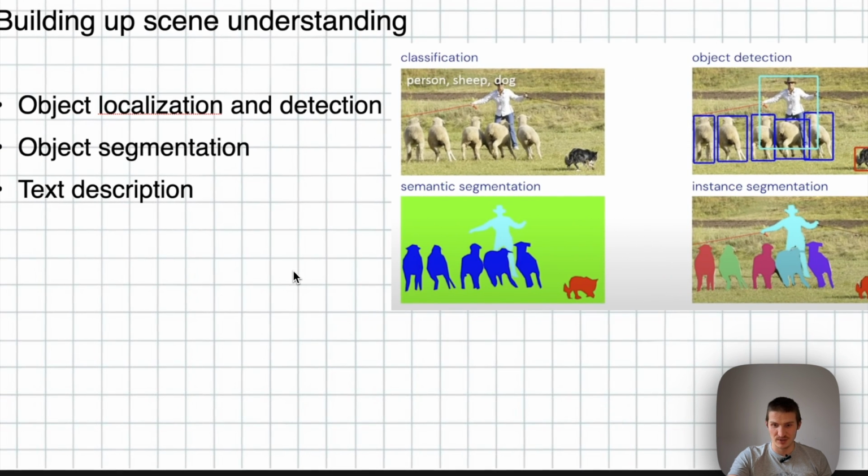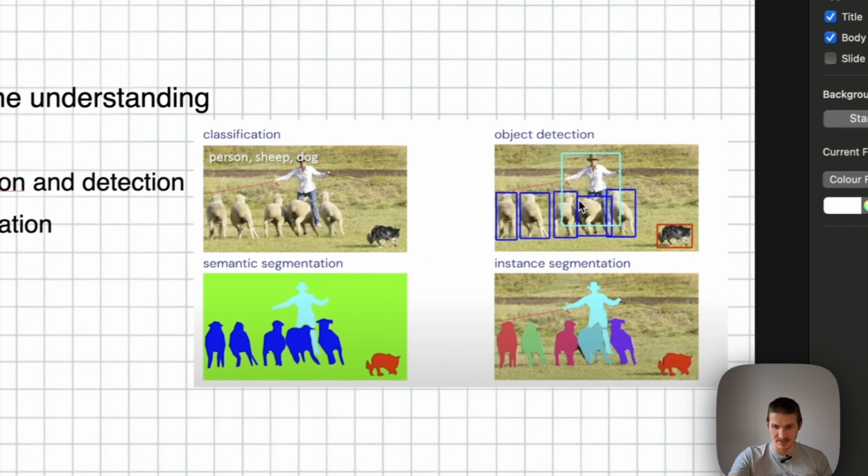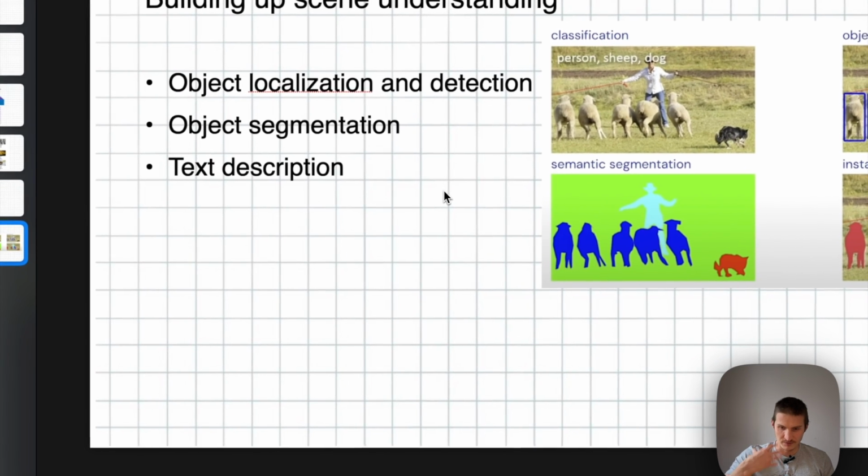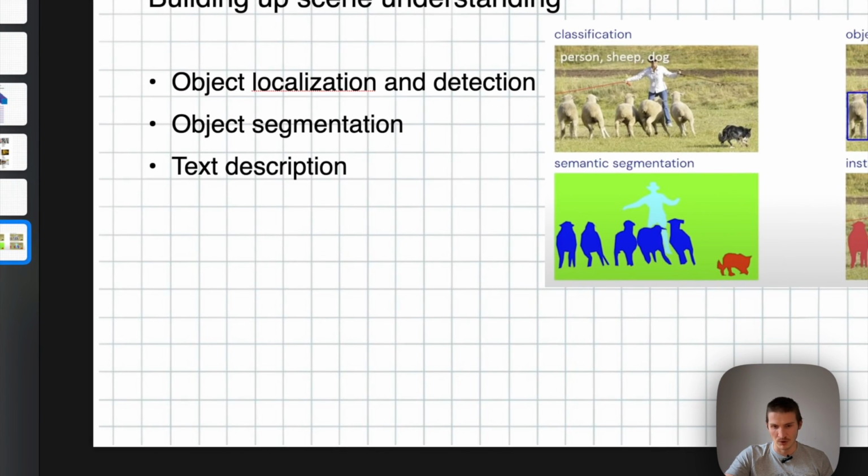And finally, text description. The COCO dataset actually has a proper text description for this image. It says something like, cowboy with a few sheep and a dog on the field, and something like that. So it gives the model more ways to express itself, and it might really be useful for computer vision tasks.